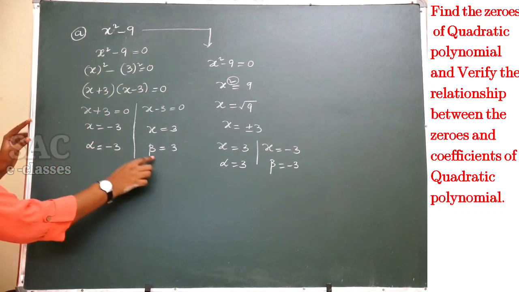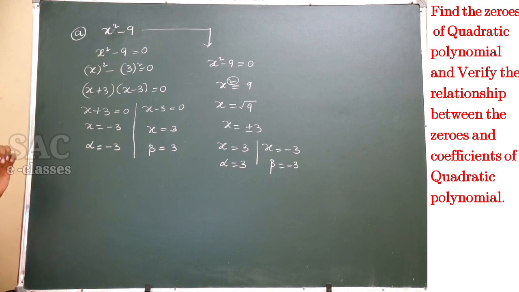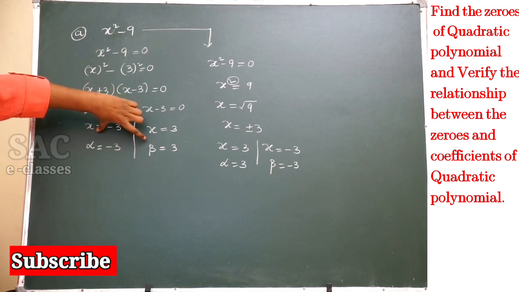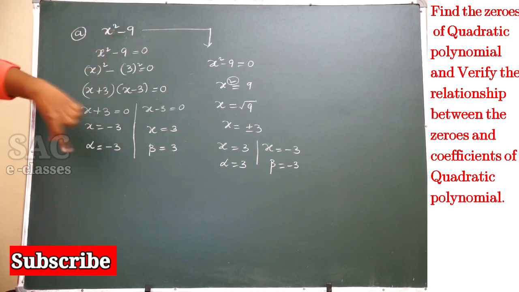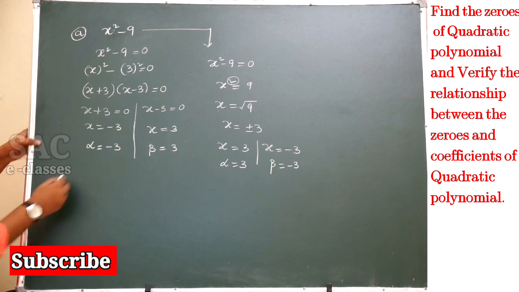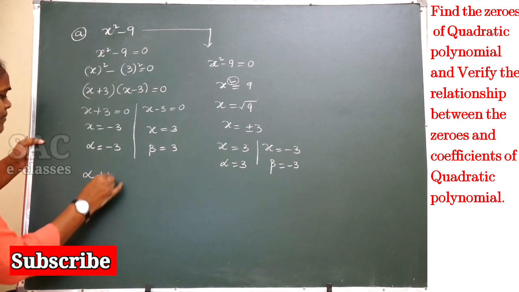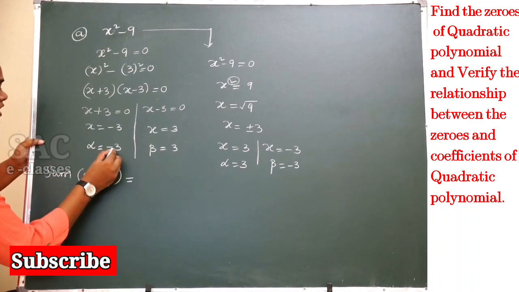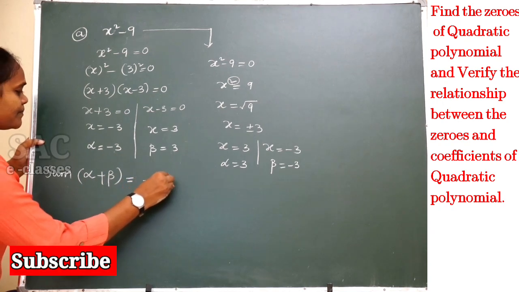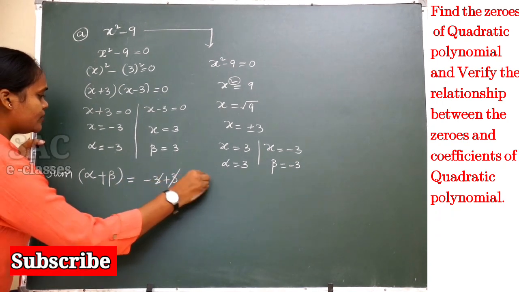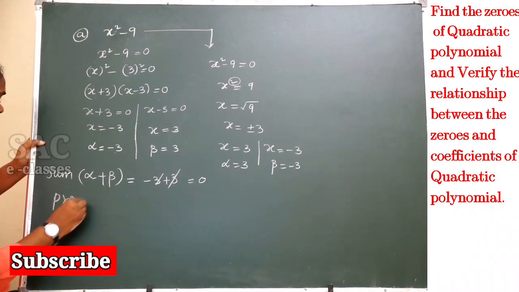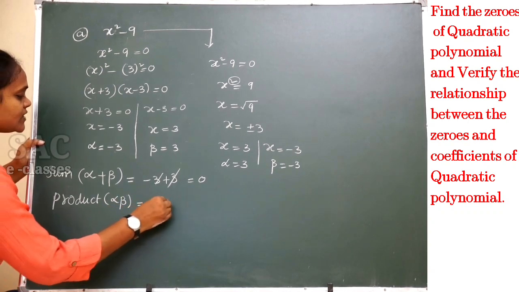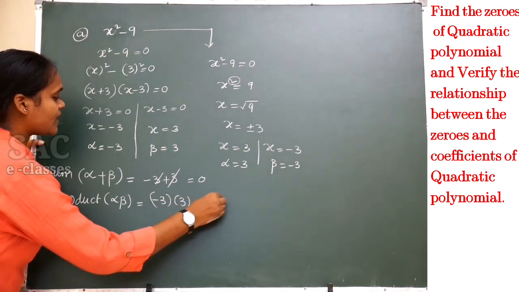After finding alpha and beta, they are asking us to verify the relationship between the zeros and the coefficients. So what will we do? In the relationship we need the sum of the zeros, so I am finding the sum. Sum of the zeros, what are our zeros? We got minus 3 plus 3 gives you 0. And what about one more? Product. Product is equal to alpha into beta, which is equal to minus 3 into 3, gives you minus 9.